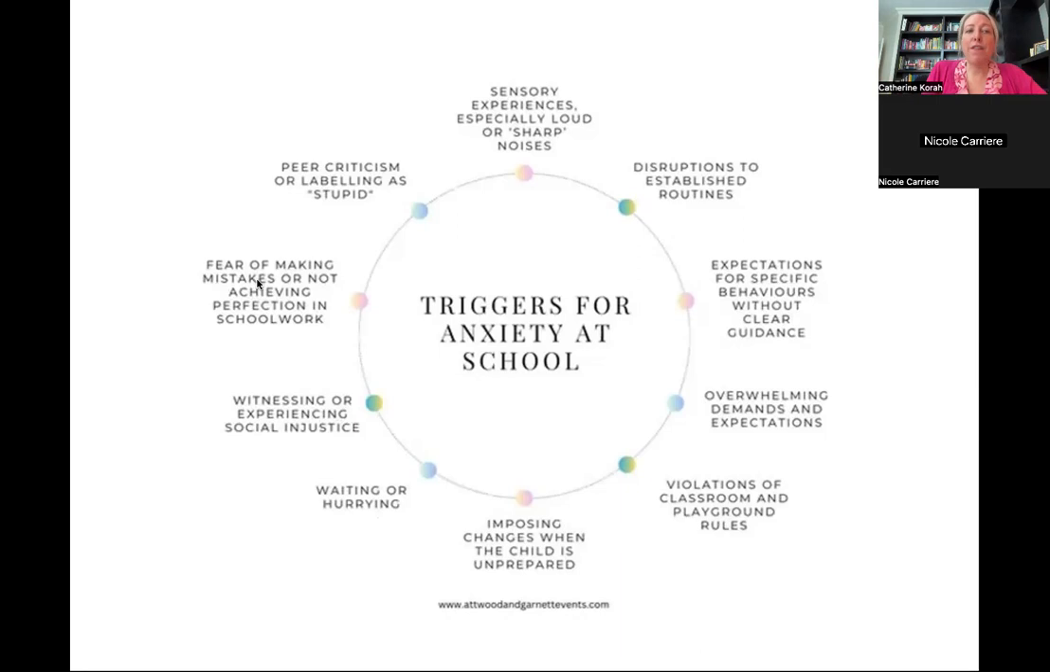They might have fears about making mistakes or not achieving perfection in certain tasks and so forth, and that might put a lot of pressure. This is typical of adolescence, but yet it adds another layer when we're talking about neurodiverse populations. And the last one is the fear of peer criticism or being labeled as stupid. All of that in a school setting and more, right? These are just some examples that can add on to the nervous system of an individual and can have an impact on anxiety.